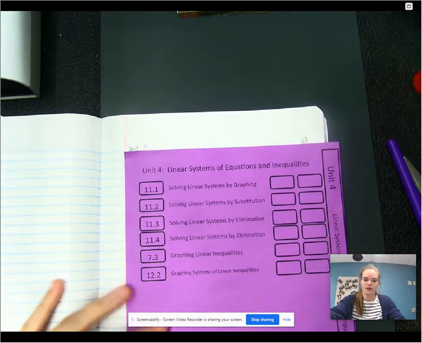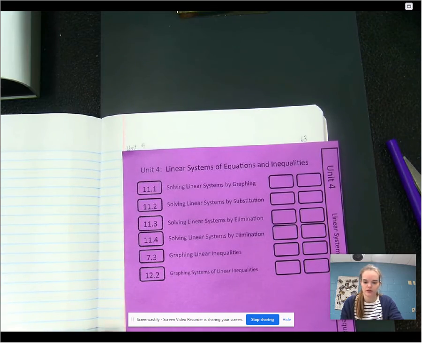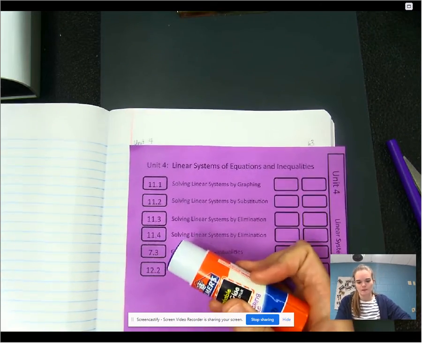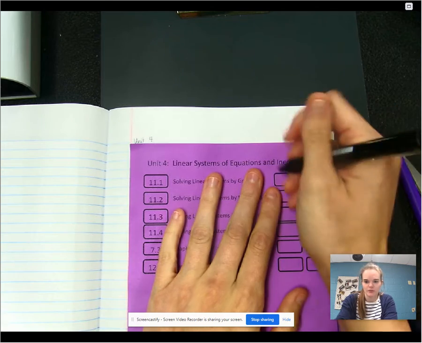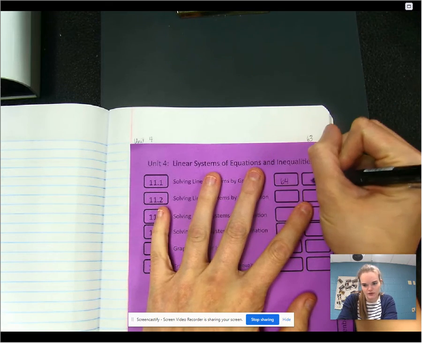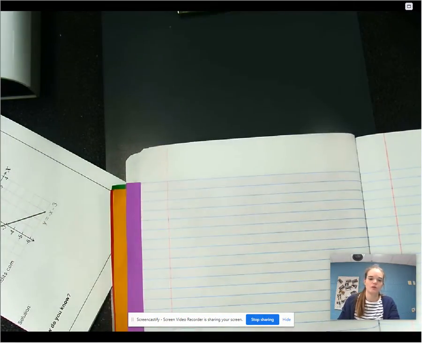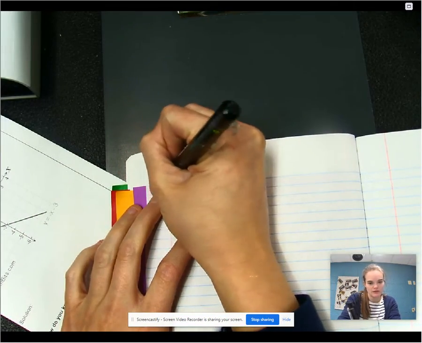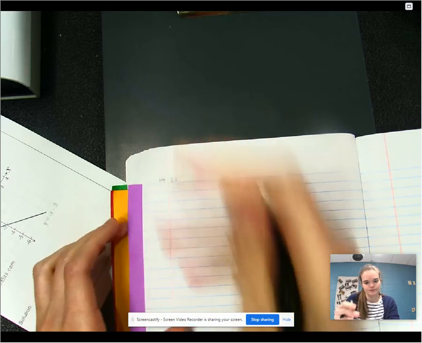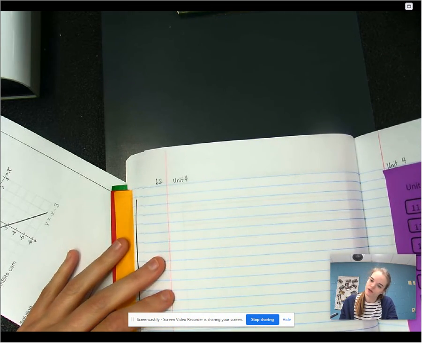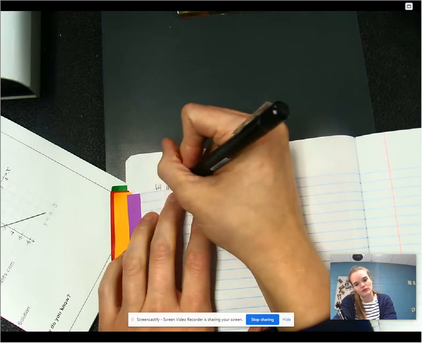Today's lesson will be 11.1. Today and tomorrow's lesson will be 11.1. So we're going to go ahead and put that it's going to be on 64 and 65. Okay, so I'm going to turn the page to 64. Go ahead and label that 11.1, solving linear systems by graphing.